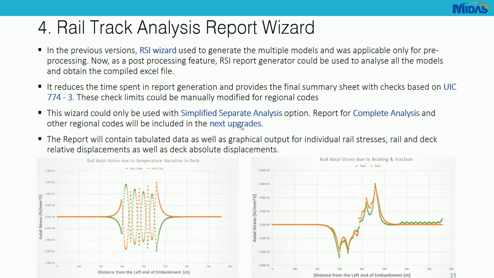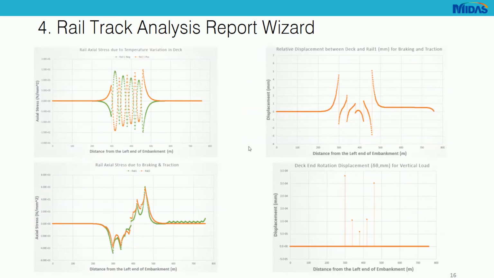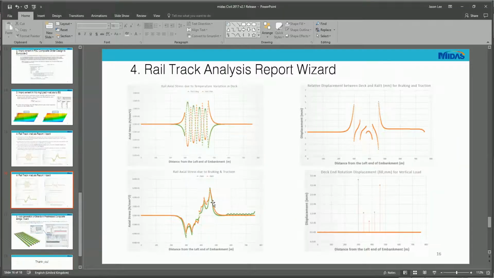Also, other important checks include, as I said, a relative displacement between the deck and the rail, and axial stress in the rail due to traction and braking or due to vertical loads. An important mention is that for the moment this report is only available for the simplified analysis.